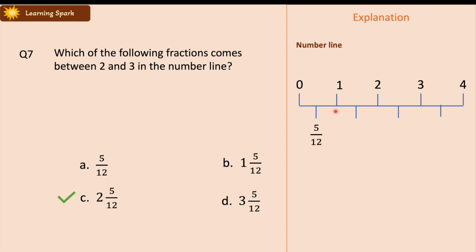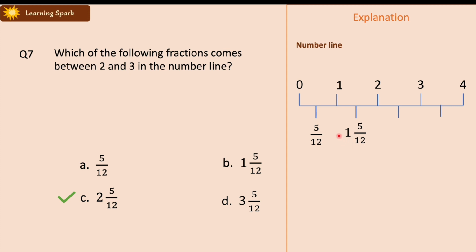Between 0 and 1, 5 by 12 comes, right? Because 5 by 12 doesn't have any whole number. It is only a fraction. So it is less than 1, right? The one full thing is being divided into 12 parts, and out of that 5 parts are being taken. So that is less than 1, right? So between 1 and 2, which fraction will come? This fraction, right? 1 and 5 by 12.